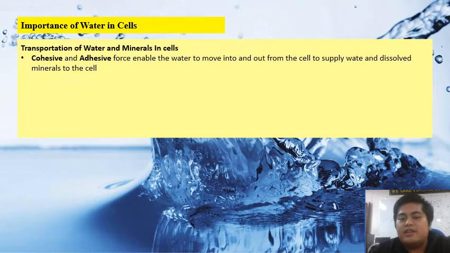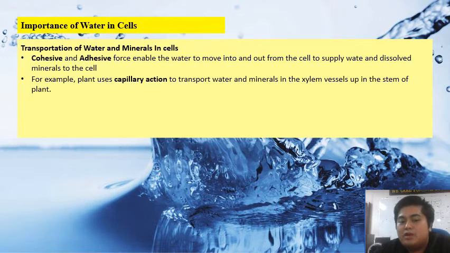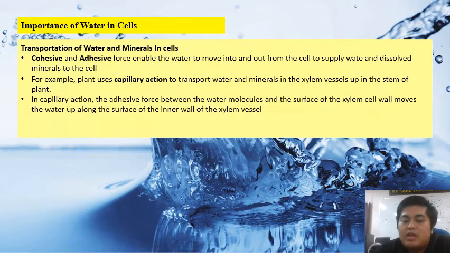So cohesive and adhesive force enable the water to move into and out of the cell to supply water and dissolve minerals to the cell. For example, plant uses capillary action to transport water and minerals in the xylem vessel up to the stem of the plant. In capillary action, the adhesive force between the water molecules and the surface of the xylem wall move the water up along the surface of the inner wall of the xylem vessel.